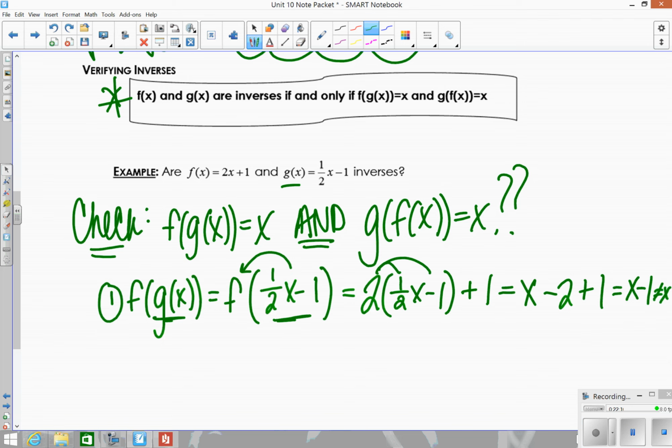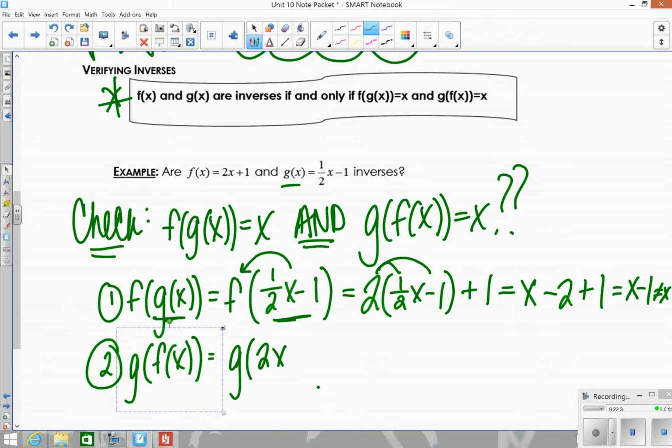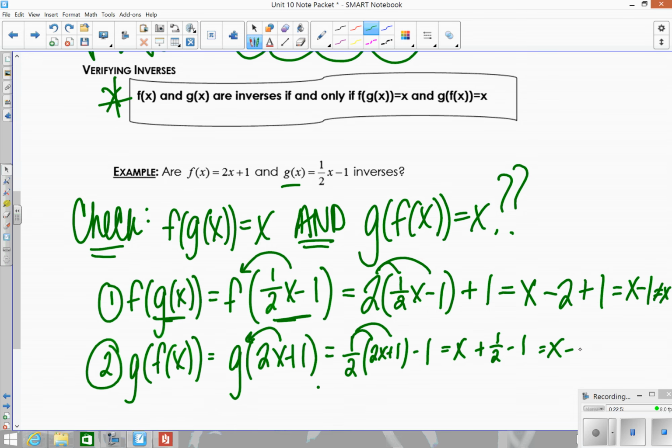So right away I know that these are not inverses, because I already didn't get the first part of what I needed. But just to double check that we didn't make a mistake, what you can do is check the other one. So g of f of x, if we plug in f of x, we would have 2x plus 1. And now we're going to plug this into function g. So we have 2x plus 1, distribute. So we get x plus 1/2 minus 1 gives me x minus 1/2, which does not equal x again.